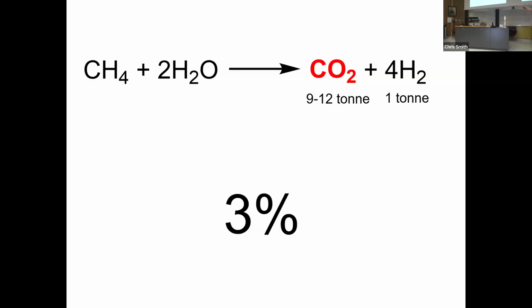I think this is called the water gas reaction. You take methane, you react it with water, and you make carbon dioxide and hydrogen. And for every 1 ton of hydrogen you make, you're going to make 9 to 12 tons of carbon dioxide. So a reaction which is being conducted using 1 to 2% of all the energy that we as humans create is generating a truckload of carbon dioxide.